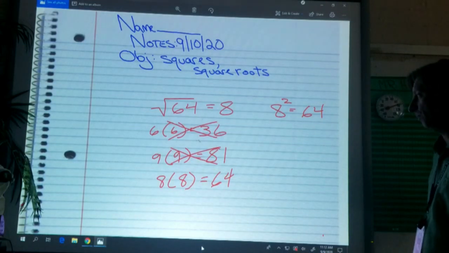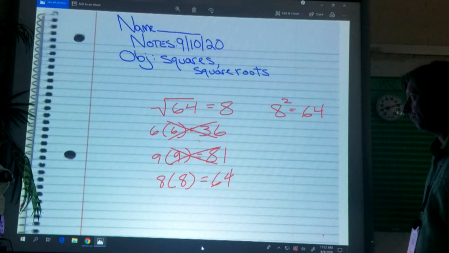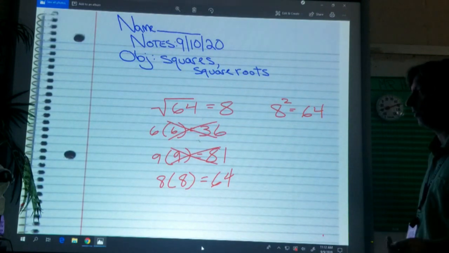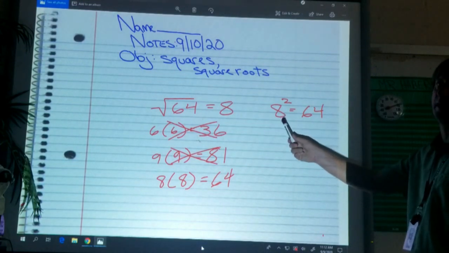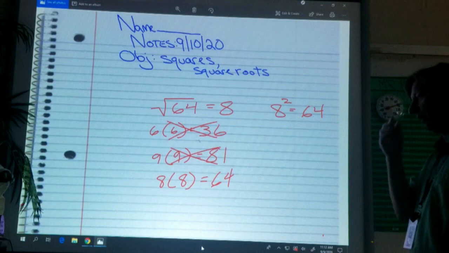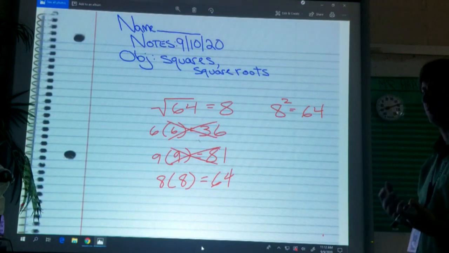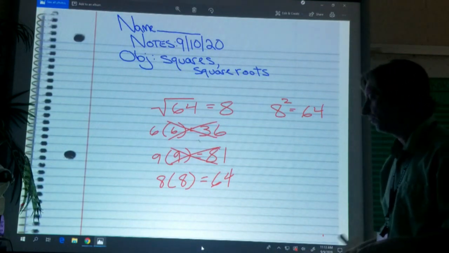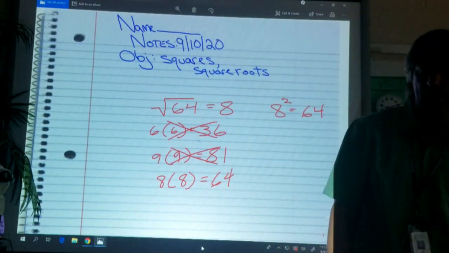So, that's it for today. Pretty basic stuff. I'm going to have you find some square roots today. I'm going to have you solve some squares today. Very easy, 8 times 8, right? And we're going to draw some pictures for some small ones, not big ones. All right? So give it a shot, and we'll see you tomorrow.